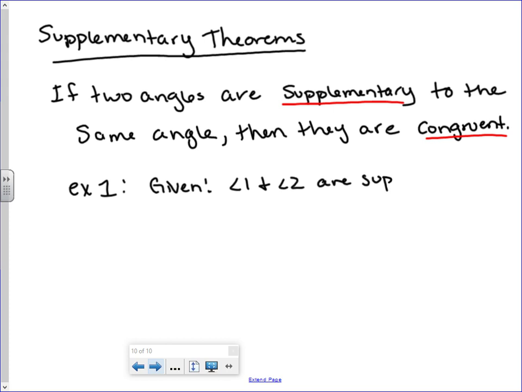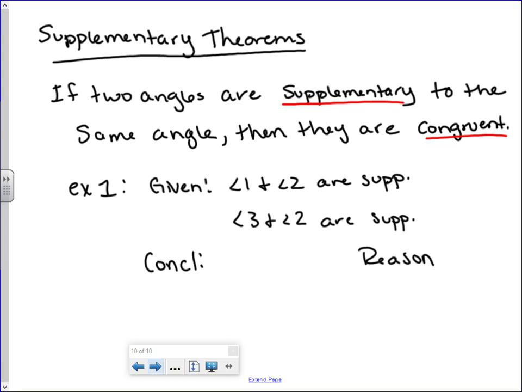So what this is saying is, if I know that angle 1 and angle 2 are supplementary, and angle 3 and angle 2 are supplementary, then, right here where it says then, they are congruent. So if two angles are supplementary to the same angle, then I can say that those two angles are congruent. My same angle is angle 2 here.